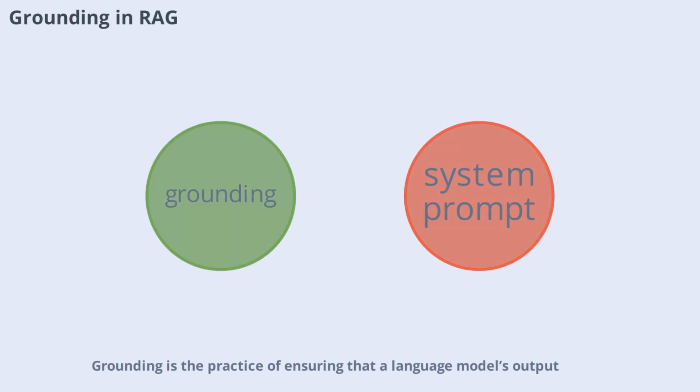Grounding is the practice of ensuring that a language model's output is strictly based on the facts provided in the prompt context. This is enforced through system prompts that instruct the model to rely only on the supplied information and to avoid using its pre-trained knowledge when the answer isn't explicitly available.